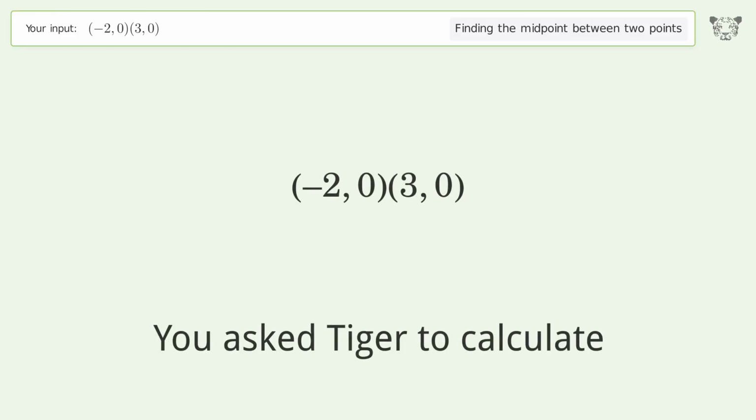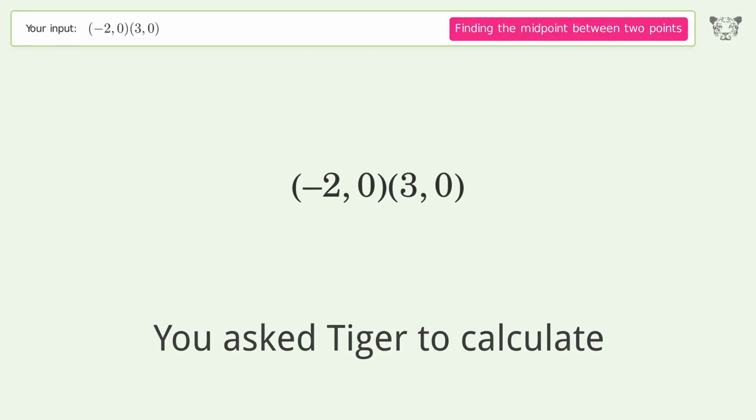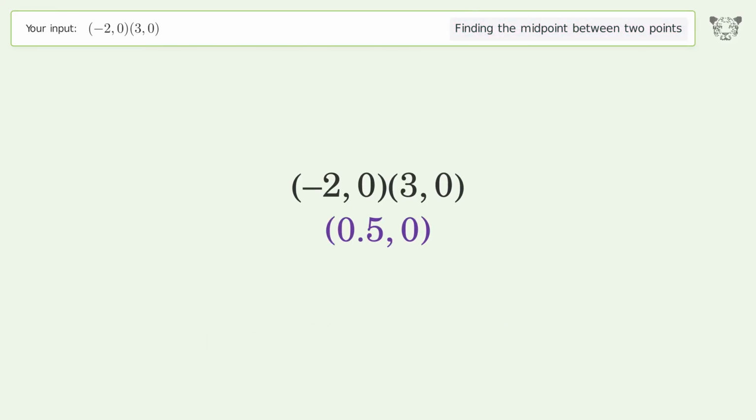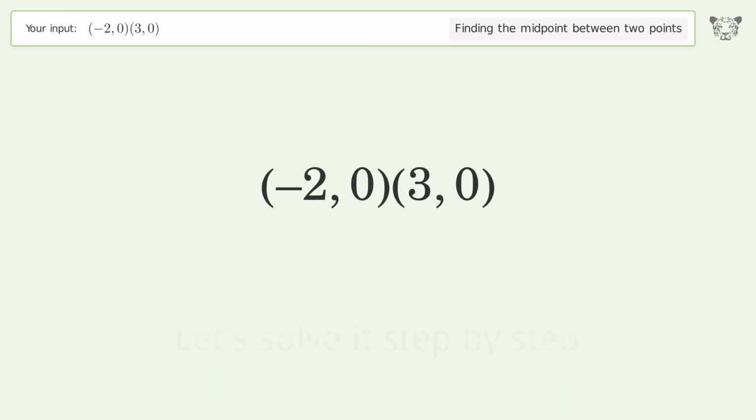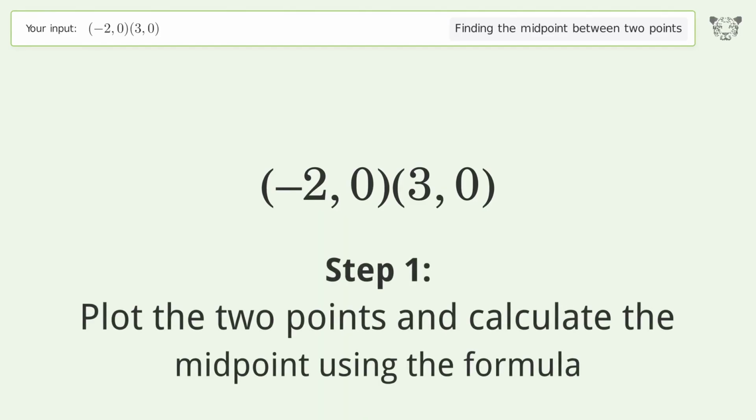You ask Tiger to calculate. This deals with finding the midpoint between 2 points. The midpoint between the 2 points is 0.50. Let's solve it step by step. Plot the 2 points and calculate the midpoint using the formula.